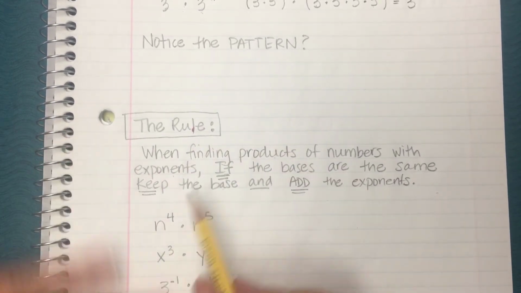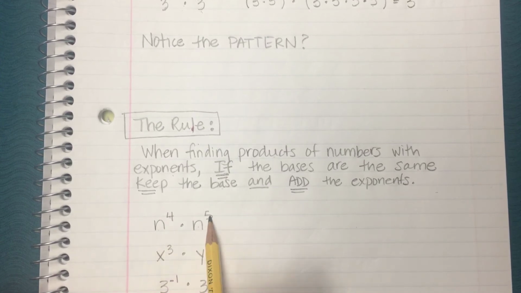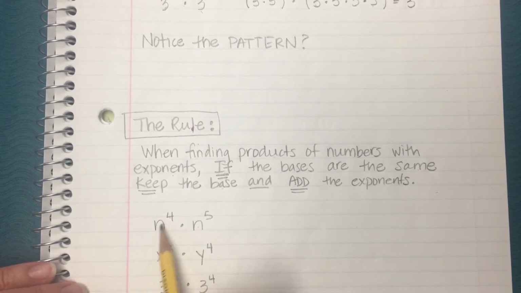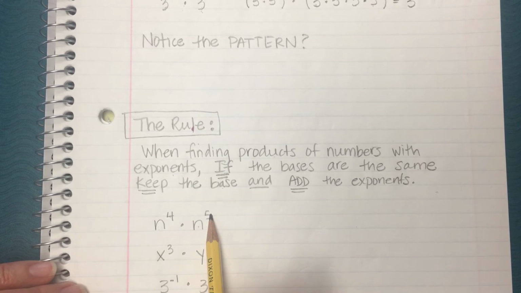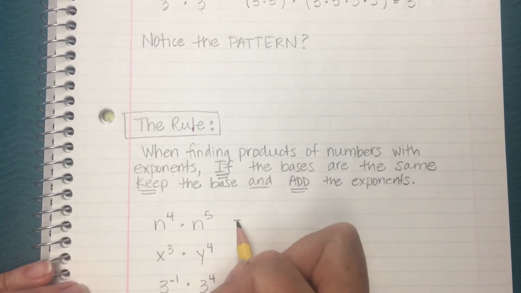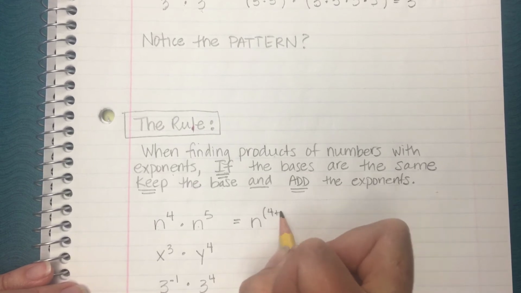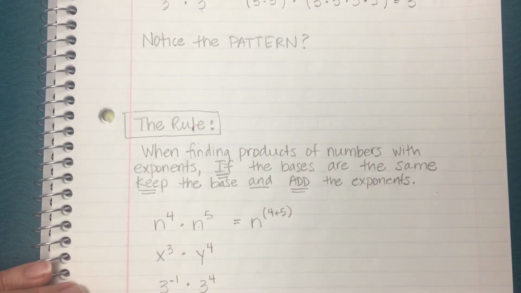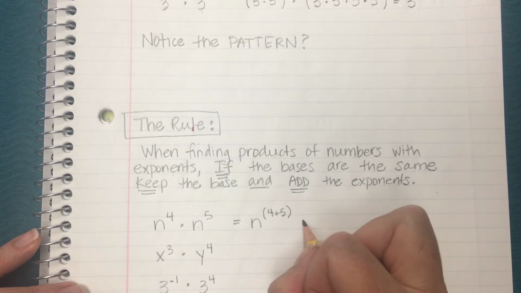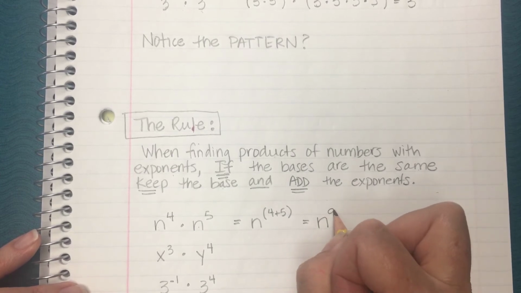Notice that I have n to the 4th times n to the 5th. Now I could write out 4 n's and then 5 n's and then count them up, but our shortcut is to write n to the 4 plus 5. I'm just going to add my exponents. So my answer is going to be n to the 9th.